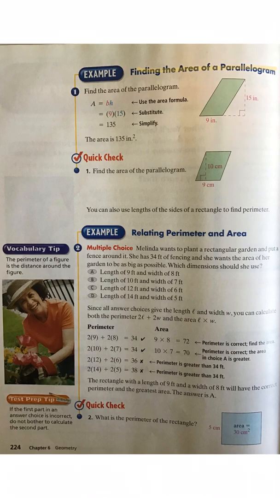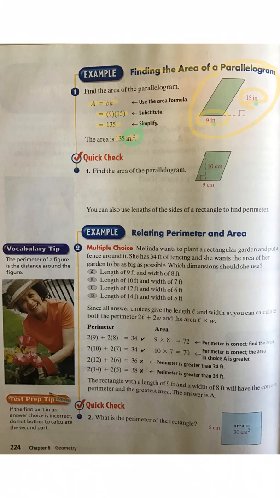Here we have our parallelogram. The height is 15 inches. The base is 9 inches. We plug those numbers into the equation. Area equals base times height. That equals 9 times 15. When you multiply 9 times 15, you get 135. Therefore, the area is 135 inches squared. Adding inches squared or whatever sort of measurement is important.